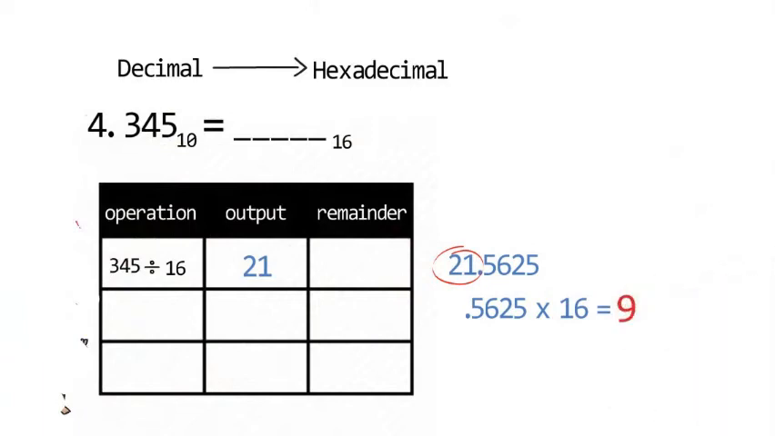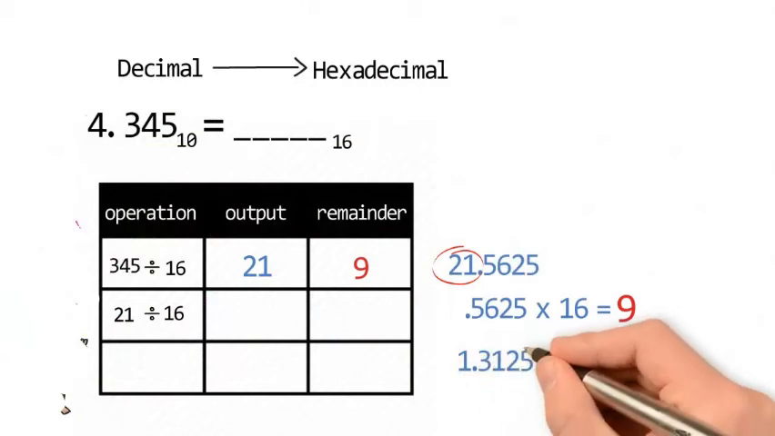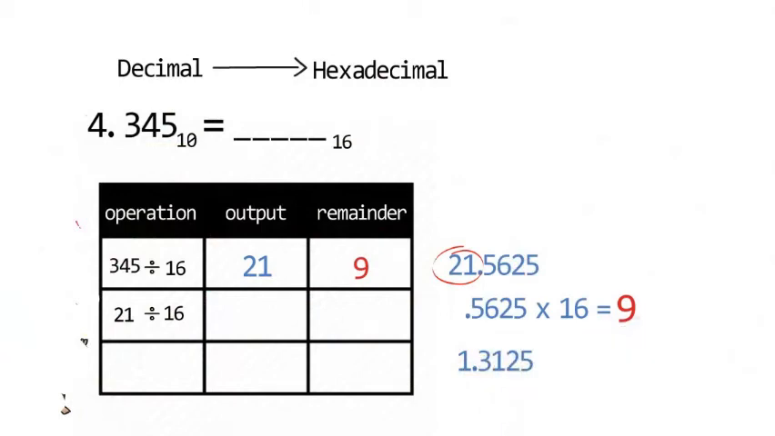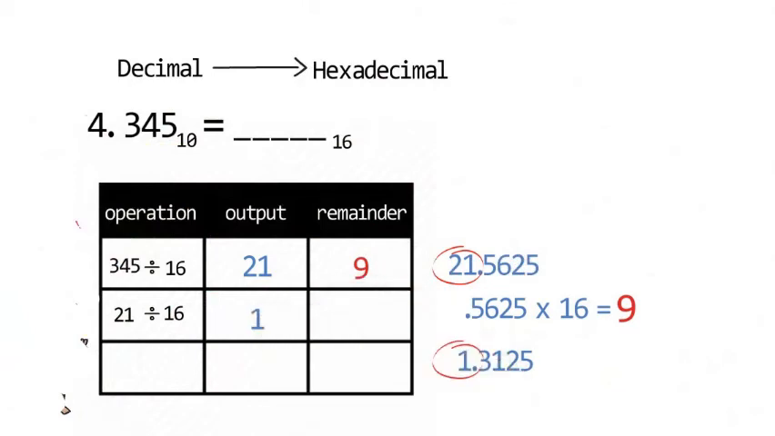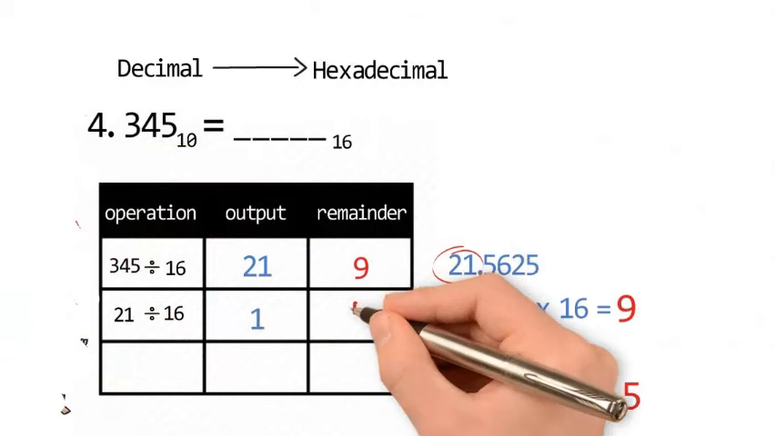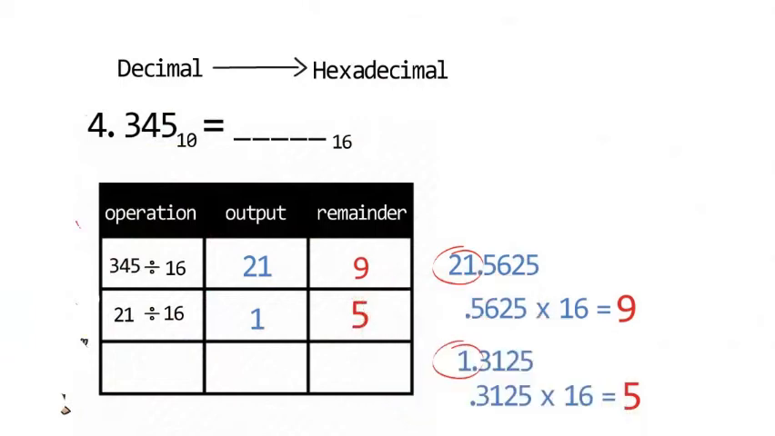And then we will divide again the output, which is 21, by 16. So 21 divided by 16 is 1.3125. So we will get the whole number 1. We will place it in the output. And to get the remainder, we will multiply 0.3125 by 16 again. So that's equal to 5. So as long as the output is not equal to 0, we will still divide it by 16.